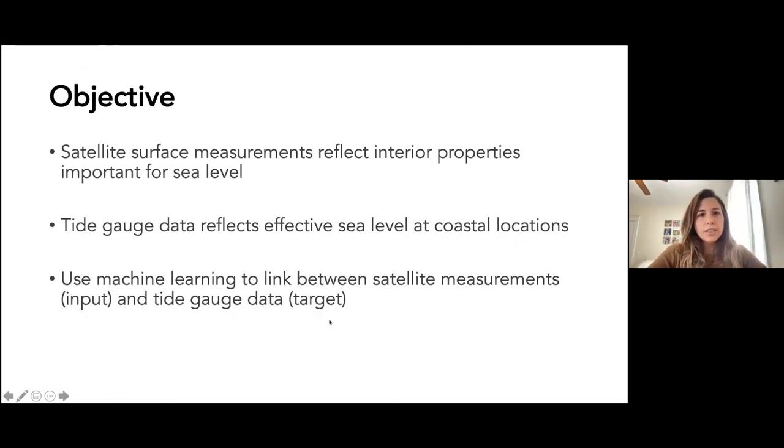So the objective of what I'm interested in doing is incorporating these different types of measurements that reflect both properties in the interior as well as the coast. Satellite surface measurements will reflect interior properties that are important for sea level, and the tide gauge data reflects the effective sea level at those coastal locations. And I'm interested in using machine learning to link between the measurements, the satellite measurements, which will serve as the input, and the tide gauge data, which is the target that I'm after.